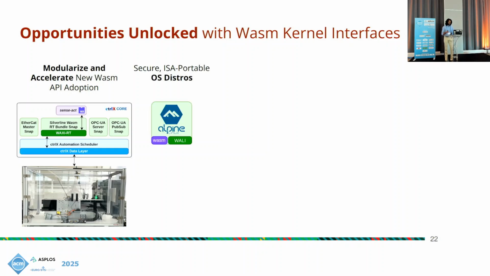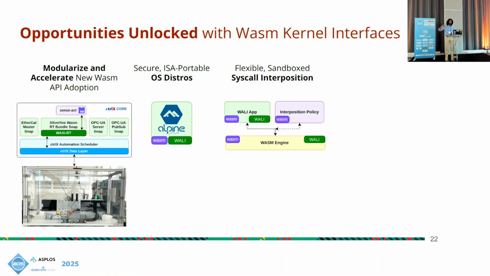Finally, we also have this way of taking OS distributions and potentially running them secure and sandboxed across different ISAs. And this is really interesting because we have in-progress work where we're trying to take Alpine, basically compile its entire package distribution to run over Wally. We can also place syscall interposition policies to run over WASM engines, which can now be sandboxed and get the benefits of WASM portability and CFI.